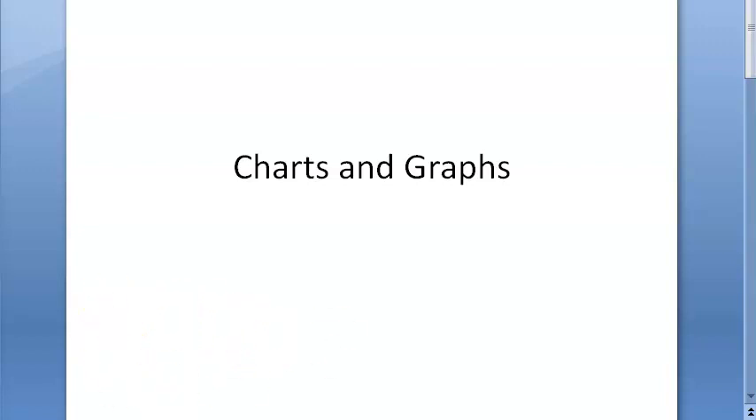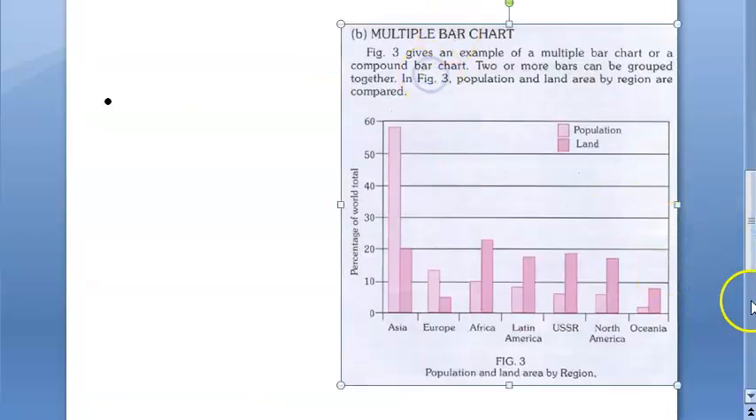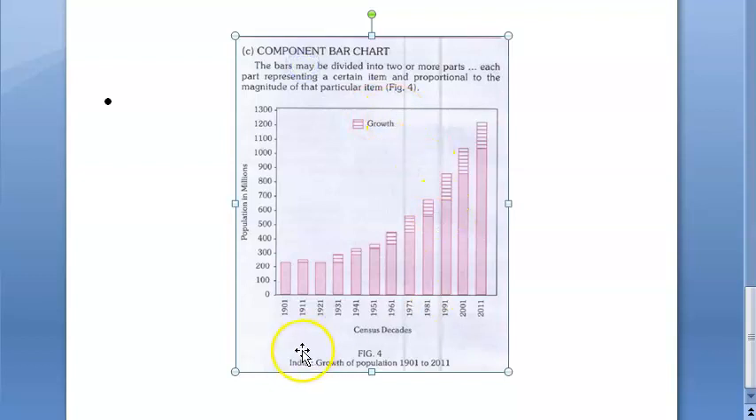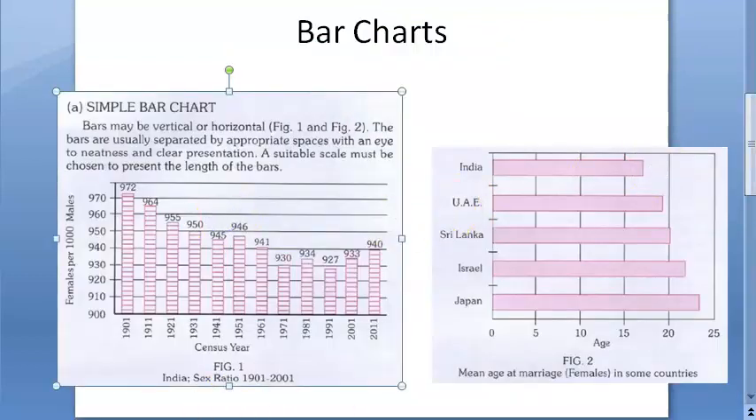Hello people, in this video let us look at charts and graphs. We'll start off with bar charts. In bar charts you have three types. You have simple, then you have multiple, then you have component. Only three types of bar charts are there. Simple means it can be either vertical or horizontal.